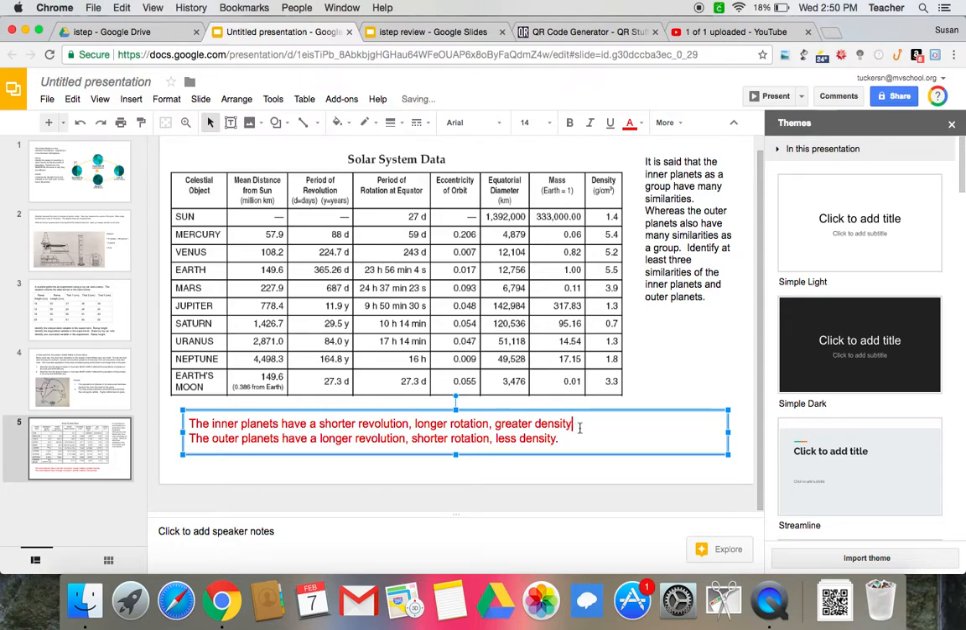So I'm going to put my periods here. Let me go back to put my ands here so I have better quality sentences. Let me reread it and see how it sounds. The inner planets have a shorter revolution, longer rotation, and greater density. The outer planets have a longer revolution, shorter rotation, and less density. Sounds like a good answer to me.